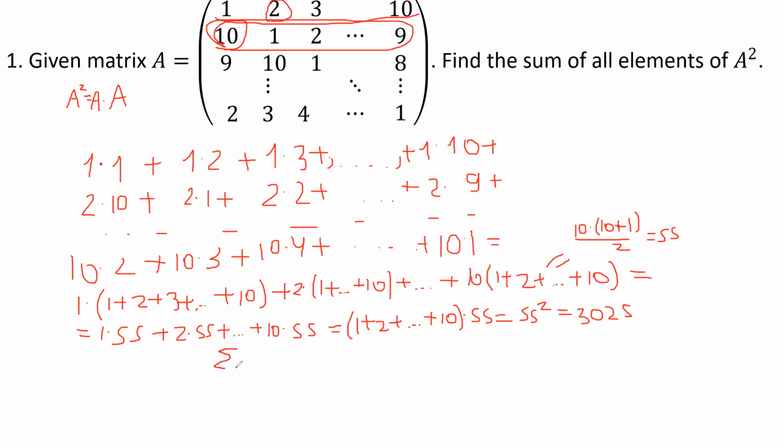So the sum of all elements in A squared will be 10 times, it's the number of rows, 3025, which is the sum of elements of one row. So it will be 30,250. So this is the solution of the first task. So we can move further.